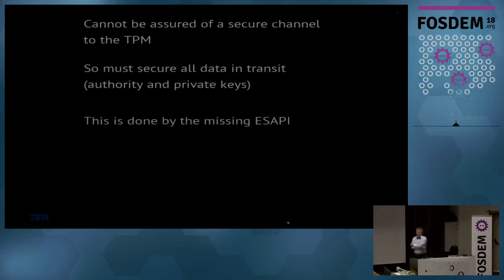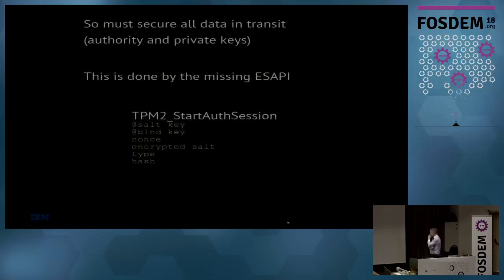And obviously, all of this will be done by the missing ESAPI API when it magically appears, but in the meantime, it is all done by the IBM TSS, which is why I use it. So in order to use security with the TPM, you actually need an additional TPM command called StartAuthSession. This is a command that actually begins security in the TPM. This is actually a lot better than it was in TPM 1.2.